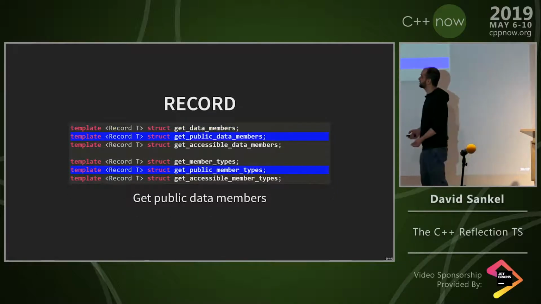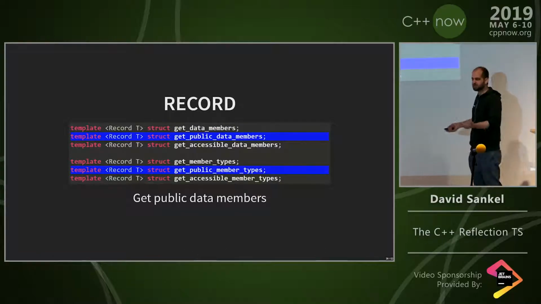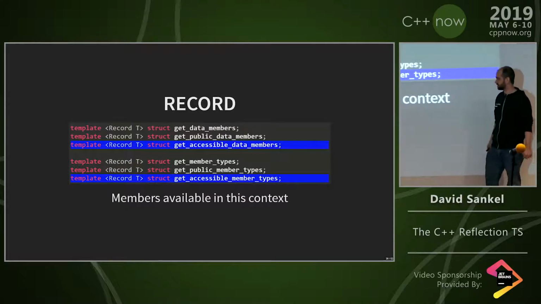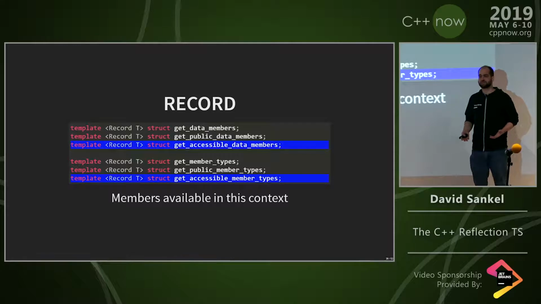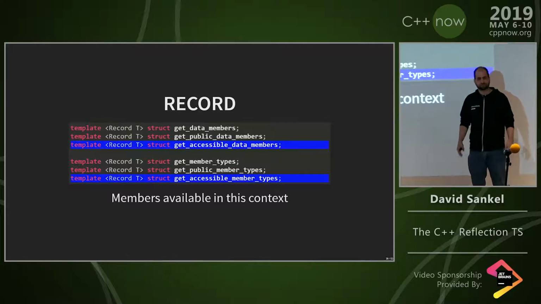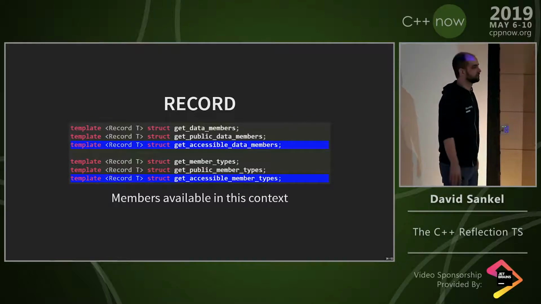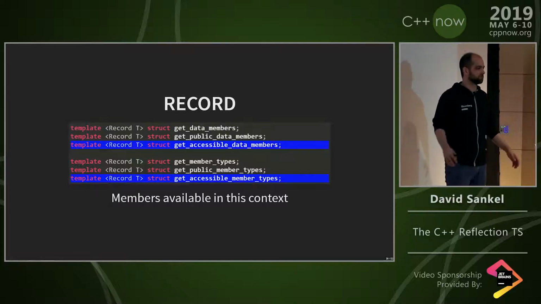We also have get public data members. What this will do is just give you the public ones. This one's always safe. And then we have get accessible data members and accessible member types. In the context that we're reflecting on it, is this stuff available to me? So if you happen to be reflecting on a struct in a member function, this will return all the private stuff too. If you're doing it outside of a class, then it will be just the public ones that are available to you.